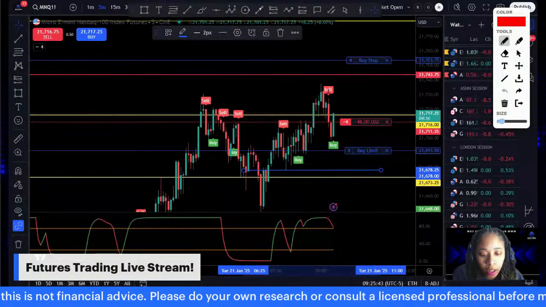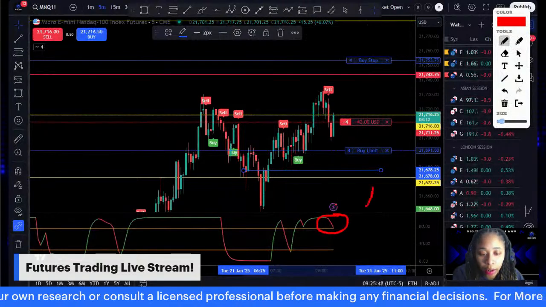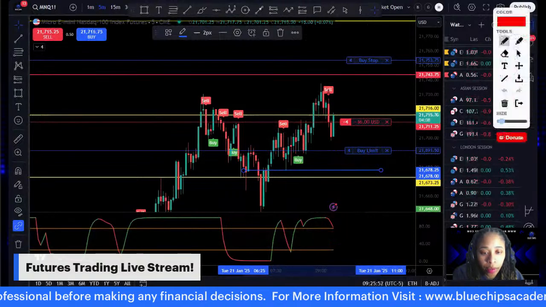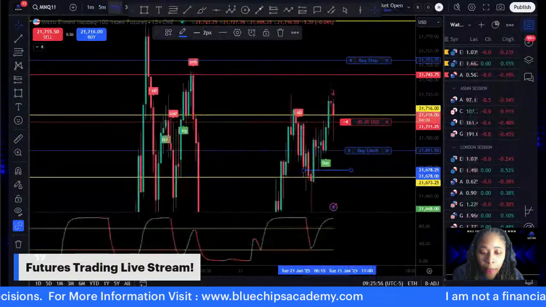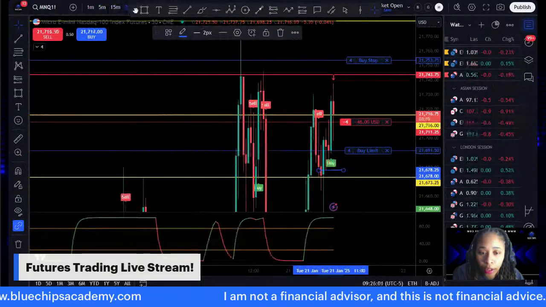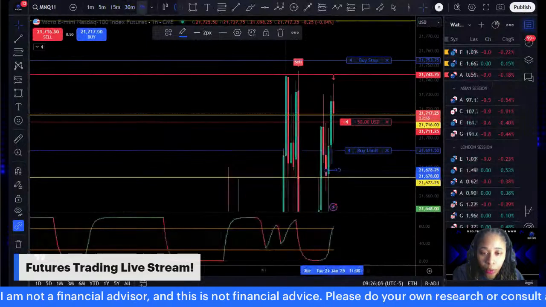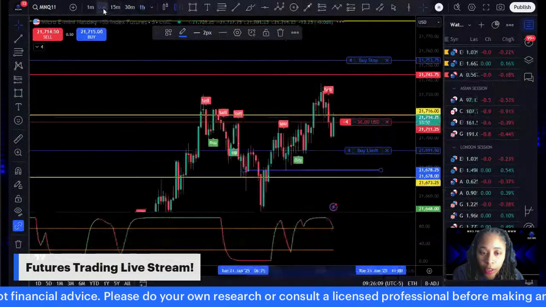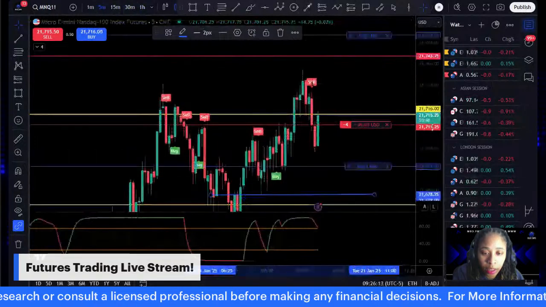Okay. We are now in the overbought area on the 5-minute chart. Let's go to our 15-minute. We're still in the overbought on the 15-minute. We're in the overbought area on the 30-minute. We're in the overbought area on the 1 hour as well. So all of our time frames are aligned right now, guys.